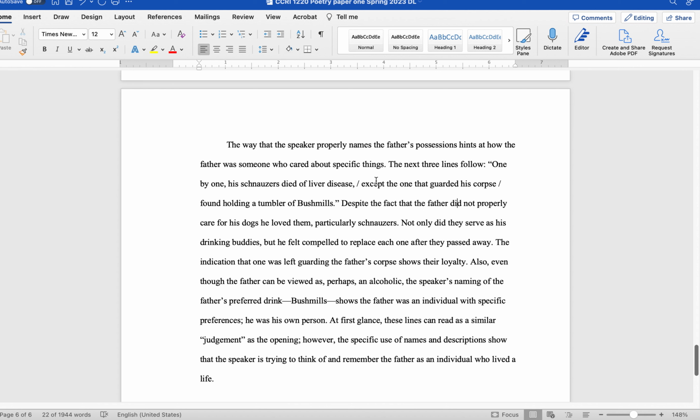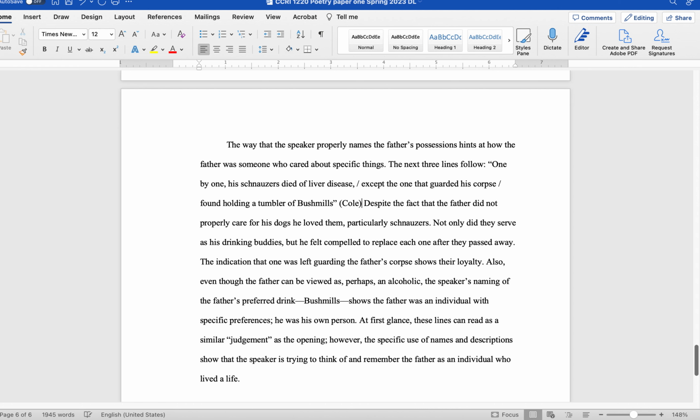One by one, his schnauzers died of liver disease, except the one that guarded his corpse, found holding a tumbler of Bushmills. So there's the quote from the poem. And you put this little backslash in here to indicate a line break. And because I've given you all these poems, you don't have to do the MLA citation, you could just put Cole, right? And period always goes on the outside. The only time punctuation goes on the inside is if it's exclamation point or question mark from the author.